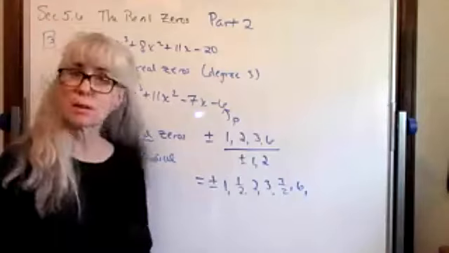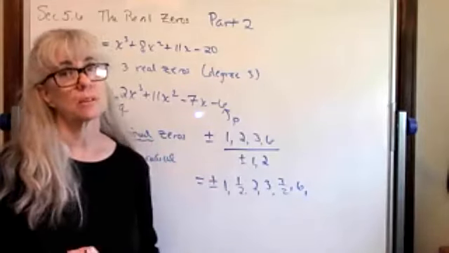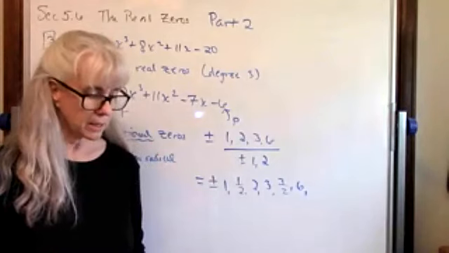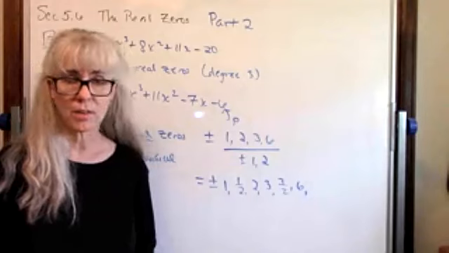Okay, that's all the theorems. There were 4 of them. Now we're going to pull them all together and actually find the real zeros. So on the next page of the handout, you're going to see a list of steps. These steps will help guide you through the use of the theorems to find the real zeros.